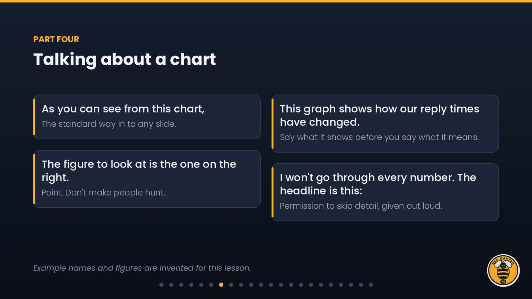When a chart goes up, walk people into it. As you can see from this chart, this graph shows how our reply times have changed. Say what it shows before you say what it means. Then point. The figure to look at is the one on the right, and you're allowed to skip detail out loud. I won't go through every number. The headline is this.